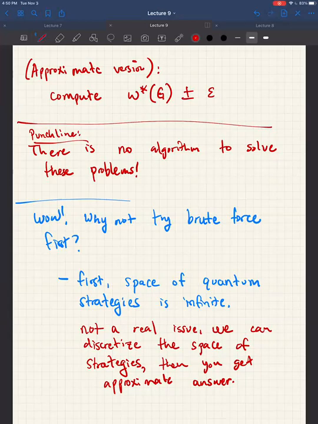But if I may, I don't think things get that adversarial. So let me draw a picture. Actually, what I wrote here was not totally accurate. The thing that's not a real issue here is the fact that the space is continuous, because we can just discretize.